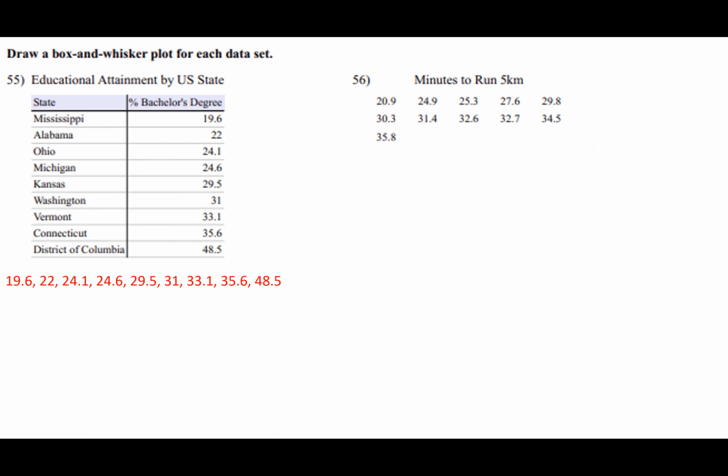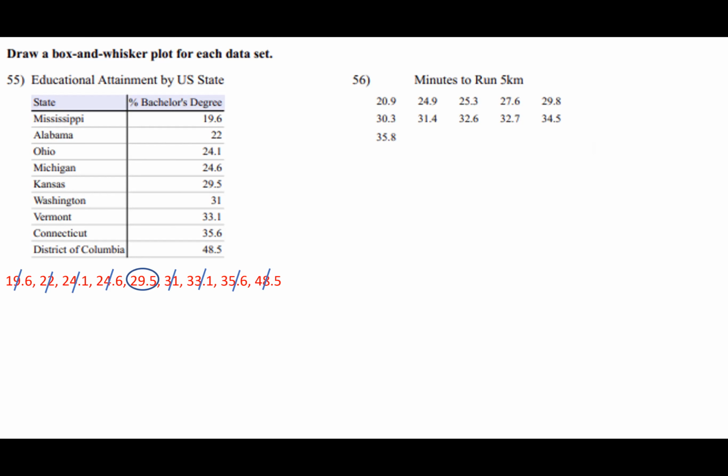The way I'm gonna find that, I'm gonna cancel the smallest number and the largest number on my list, and again and again. My median happens to be 29.5. The median separates my lower half and my upper half.